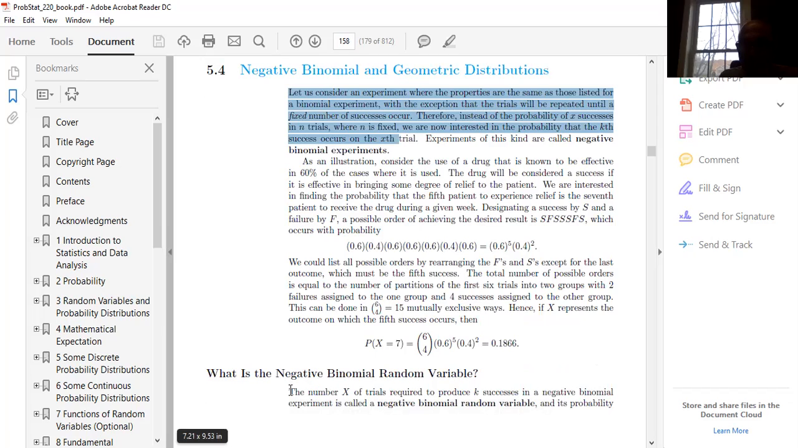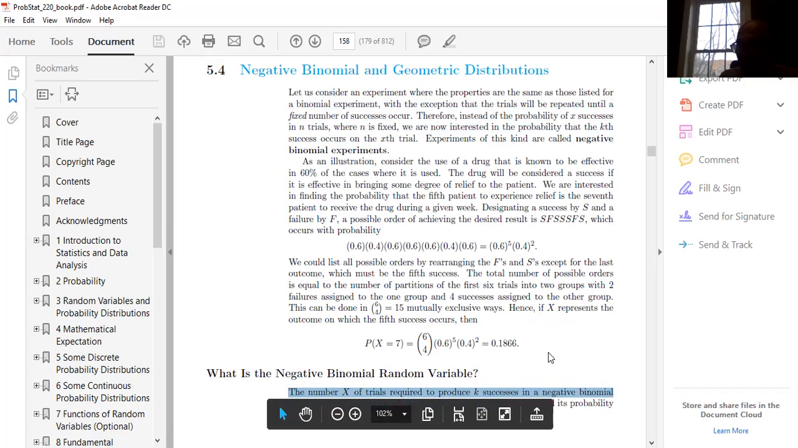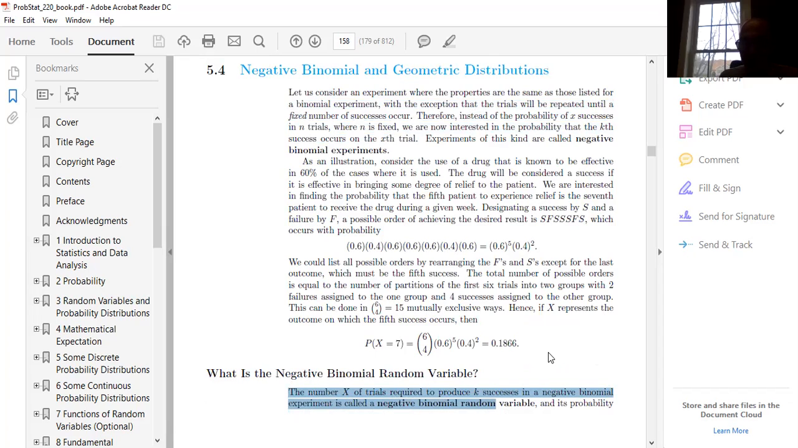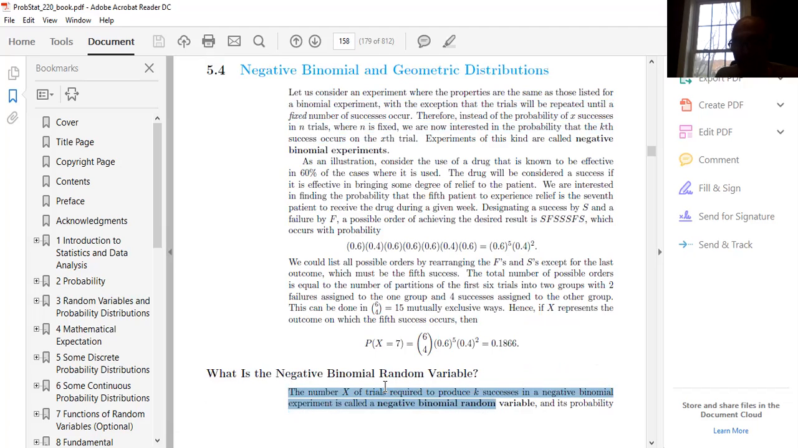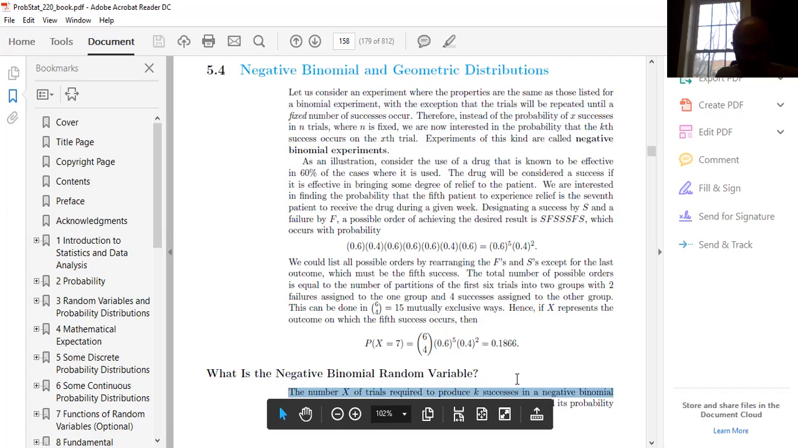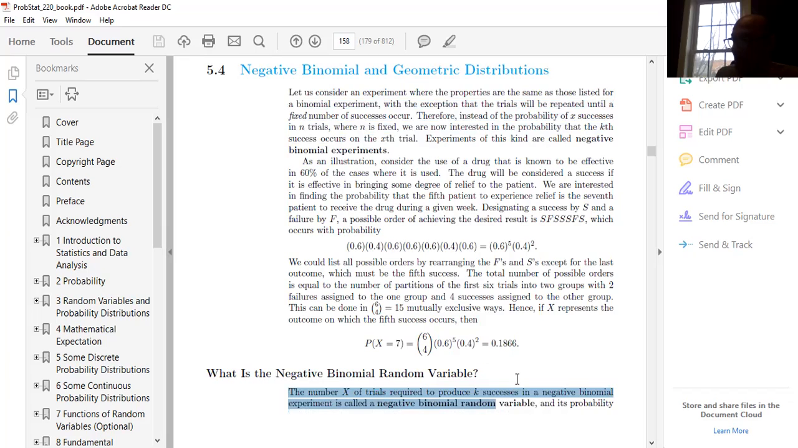Look at my cursor. The number X of trials required to produce k successes in a negative binomial experiment is called the negative binomial random variable, and its probability is called the negative binomial distribution. So capital X is the random variable related to your kth success, and that's why it is the negative binomial random variable. The probability associated with it is called the negative binomial distribution.